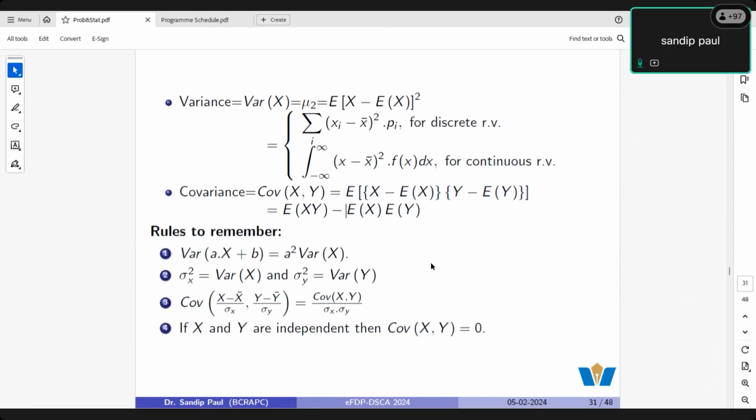Now here we have to note some rules. Variance of ax plus b is always equal to a square into variance of x. You can see here b has no effect on the variance. So actually a is called the scale of the variable, and b is called the origin. So there is no effect of origin, but there is an effect of scale.